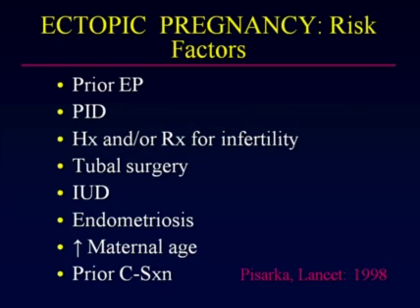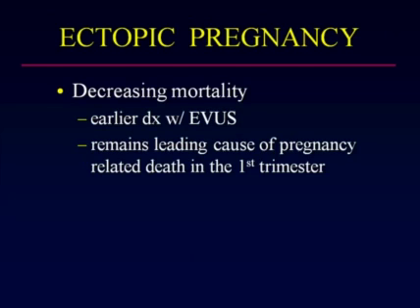The risk factors for ectopic pregnancy are listed on this slide, and the most important include any history of prior ectopic pregnancy, pelvic inflammatory disease, history or treatment for infertility, and tubal surgery. But if a patient has an IUD or endometriosis, or in the older woman or a woman who has had a prior cesarean section, the risk of ectopic pregnancy is also substantially increased.